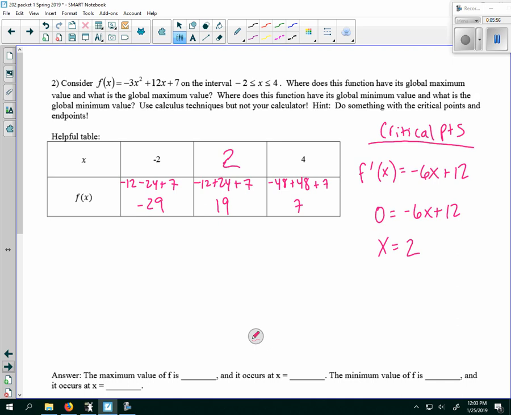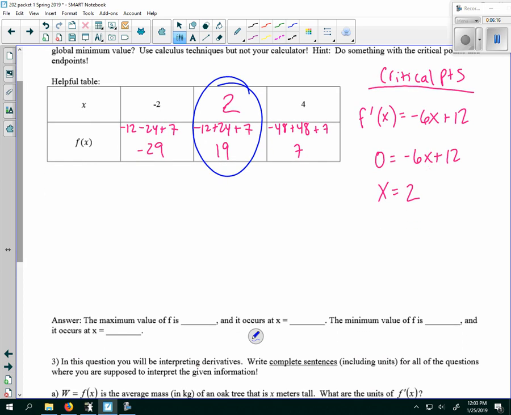All right, so if I'm looking for the global maximum, I'm looking for the largest y value on the interval negative 2 to 4. So that would be at 19. So this is the point, that point 2 comma 19 is the one I'm looking for. So I'm just going to fill out this information here. The maximum value of f is 19, and it occurs at x equals 2. The minimum value of f, so that's the smallest y value on that interval, that's negative 29, and it occurs at an x value of negative 2.